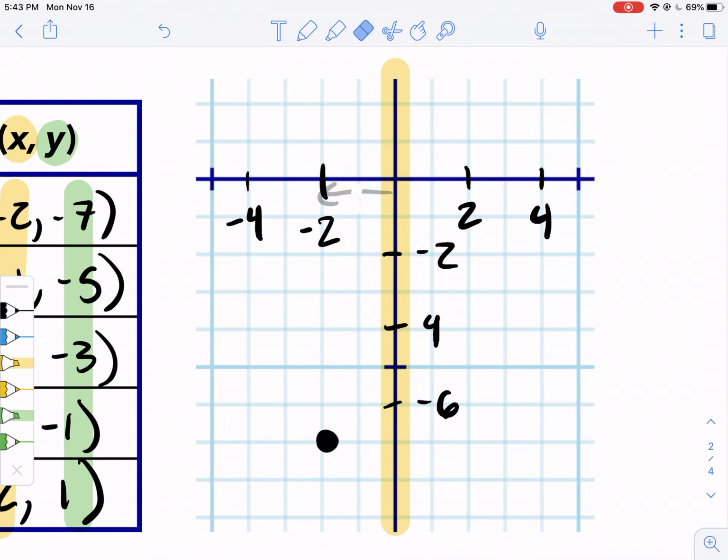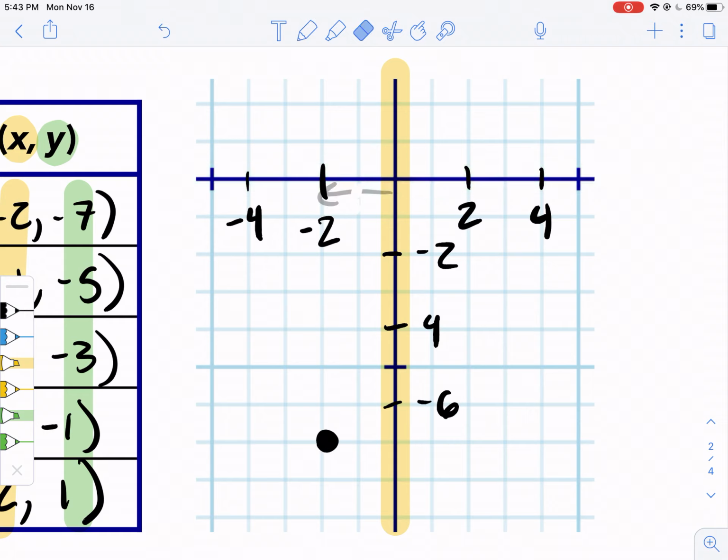So let's plot our points. Over negative 2, up 2. Over 0, up 2. Over 1, up 2. Over 3, up 2. Whenever you have y equals anything, it will look like this. It's a horizontal line. That's always the case. If you have y equals some number, that's going to be a horizontal line.